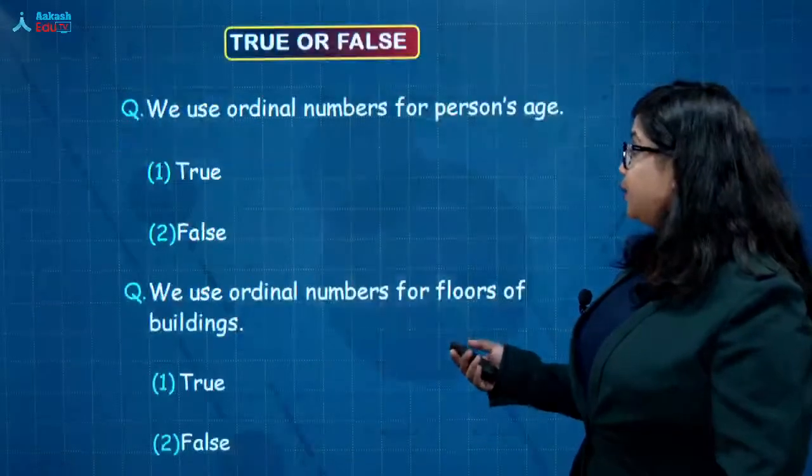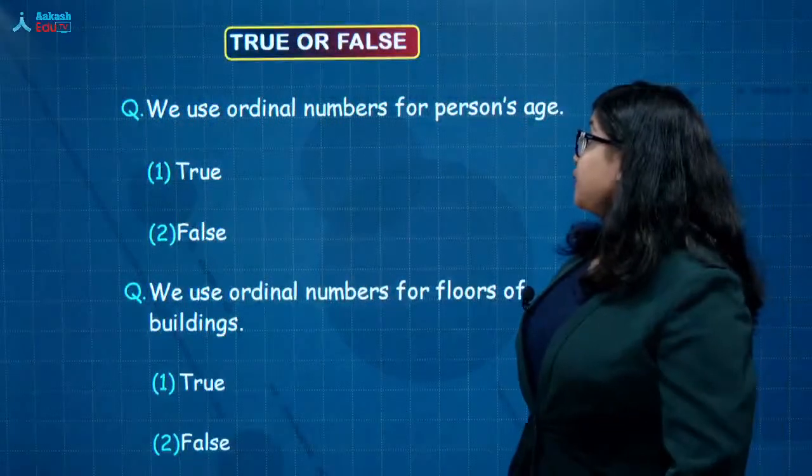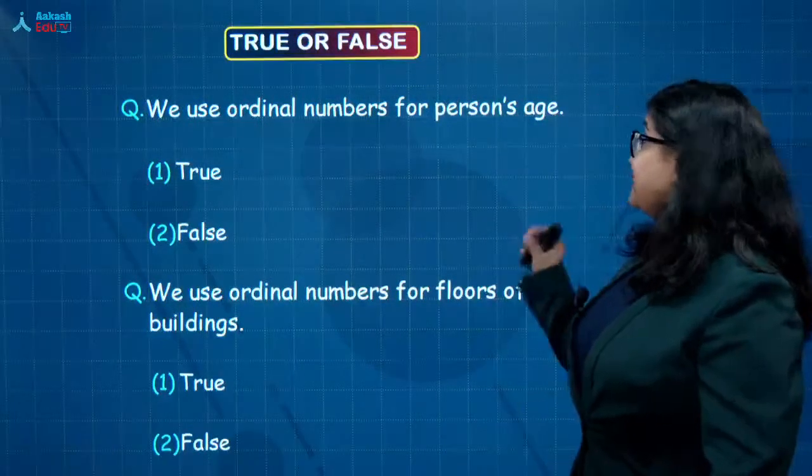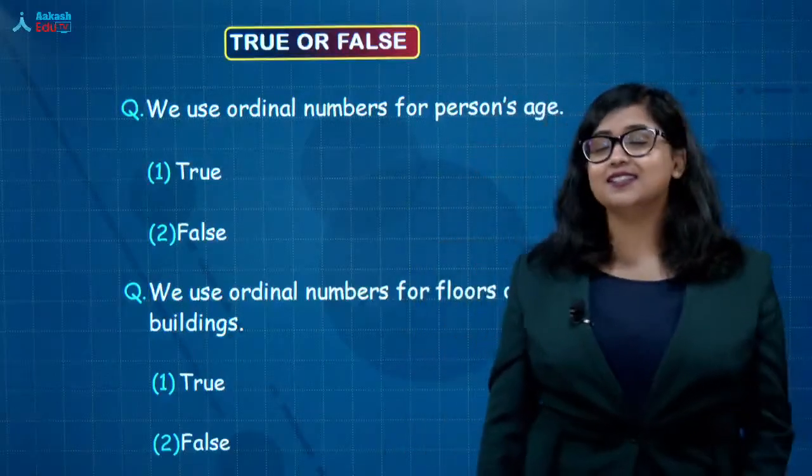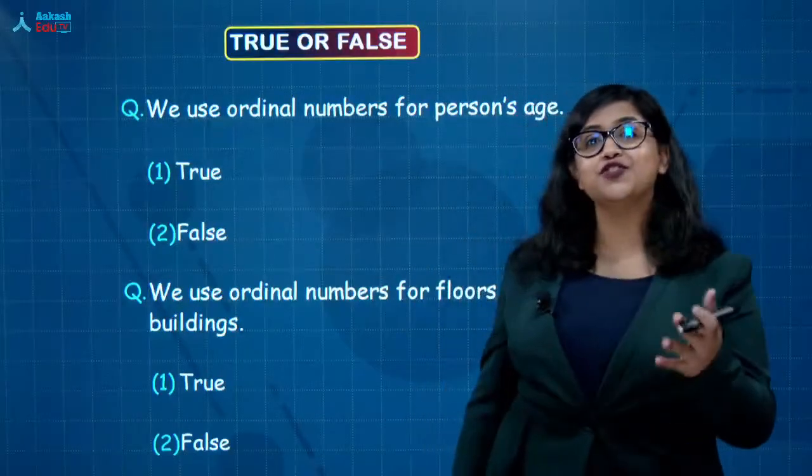Moving ahead with the next one, we use ordinal numbers for person's age. Come on, think about your age, use it in a sentence and see if the statement is true or false.